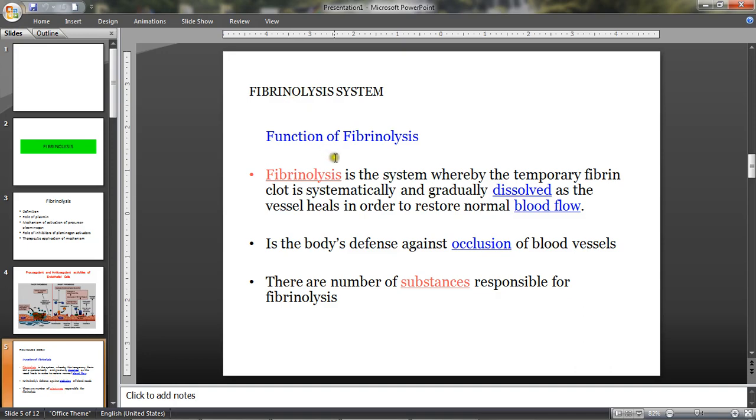Now, what does fibrinolysis do? Fibrinolysis is the system whereby the temporary fibrin clot is systematically and gradually dissolved as the vessel heals in order to restore normal blood flow. It is the body's defense against occlusion of the blood vessels or prevention of ischemia to the tissues. Now, there are a number of substances responsible for the fibrinolysis.